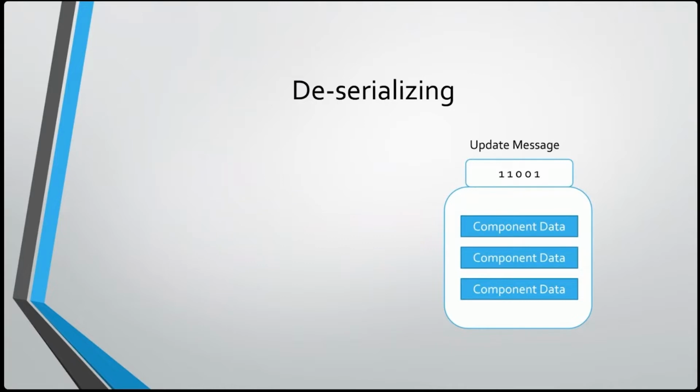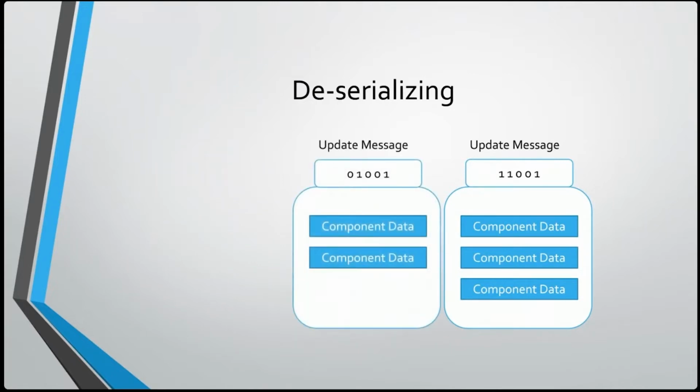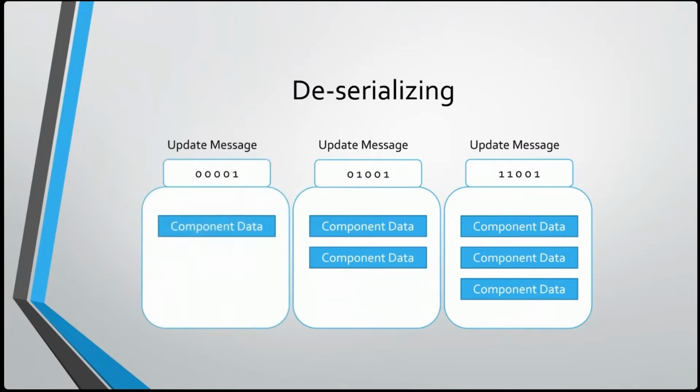You might have different sizes of update message. You might have 1 or 2, and your bits might change depending on which components it comes from. So that's the basics of delta replication. You're sending just what changed, and you save it in a special way however you want to do it. Different projects and games approach that differently.